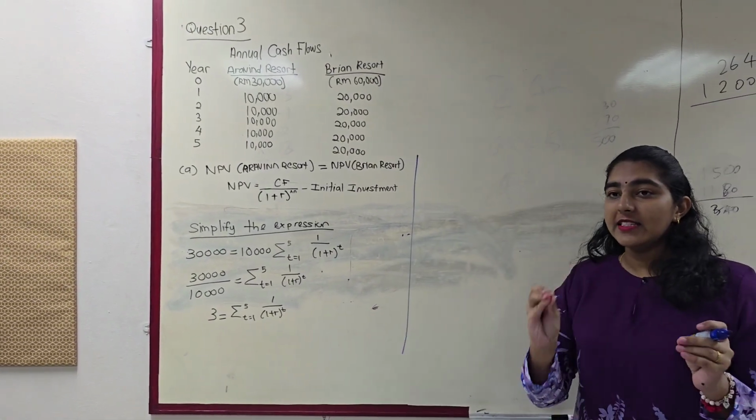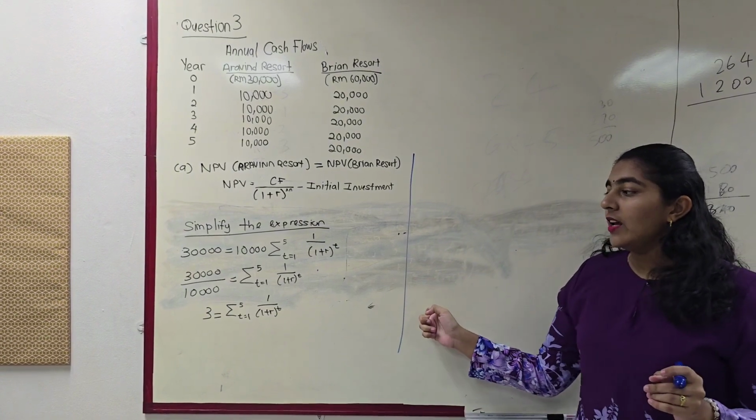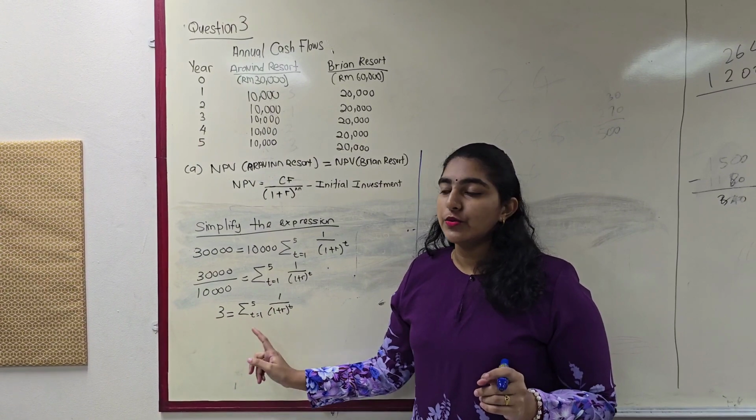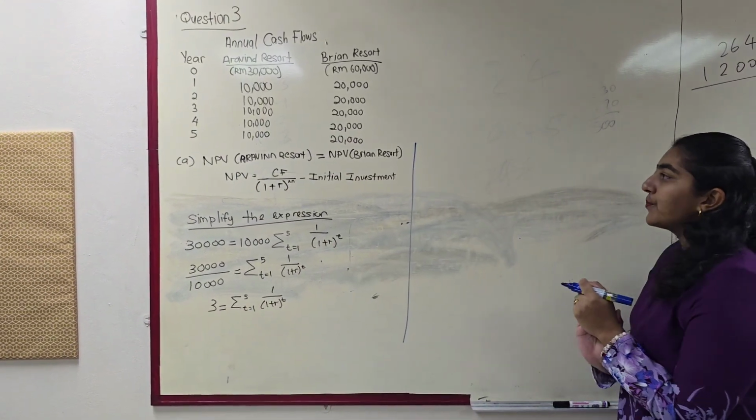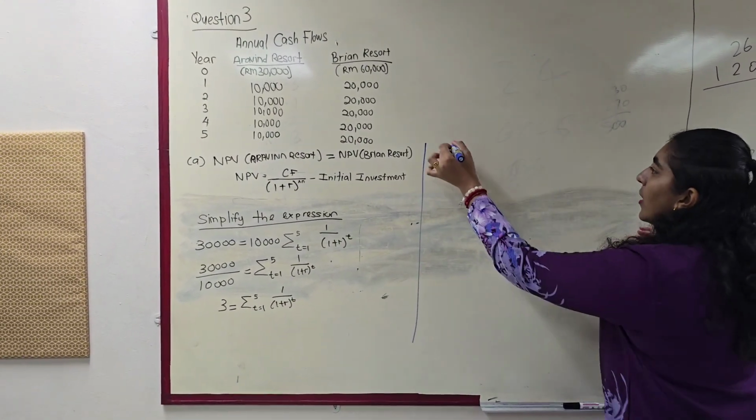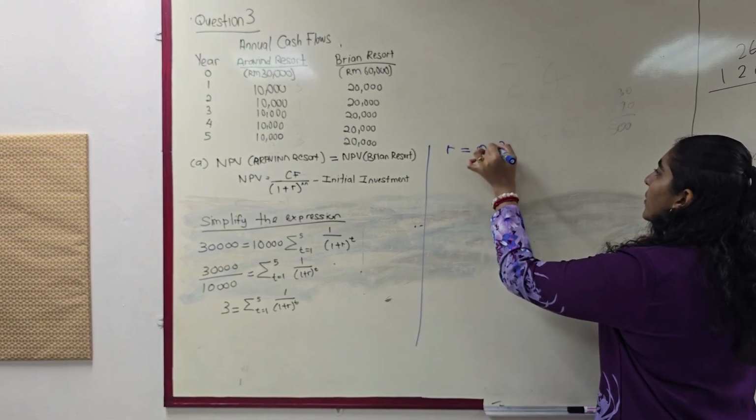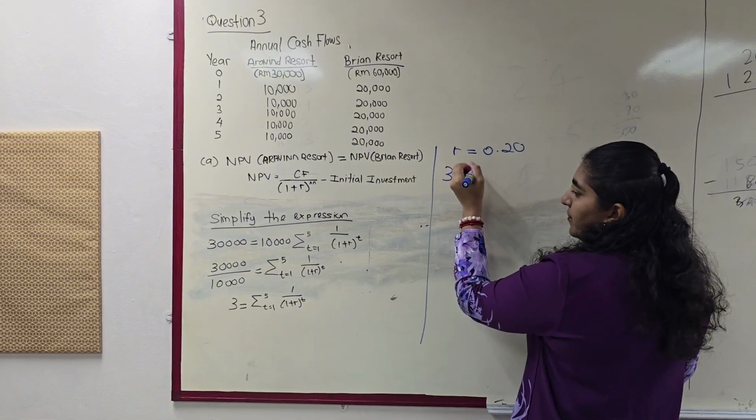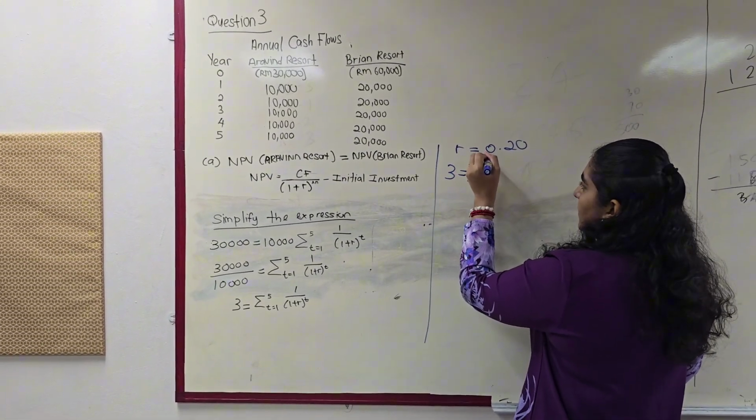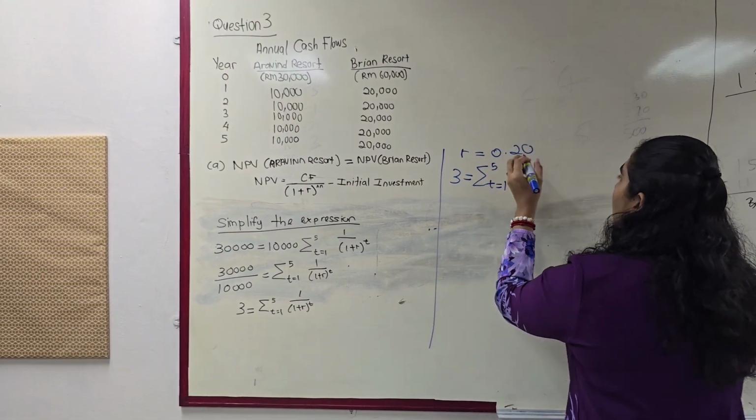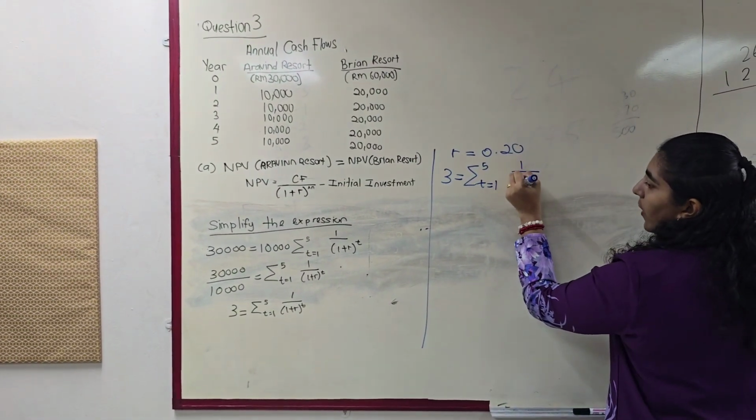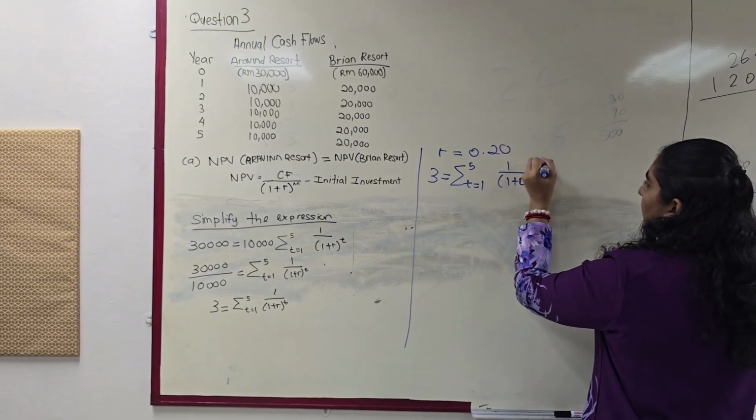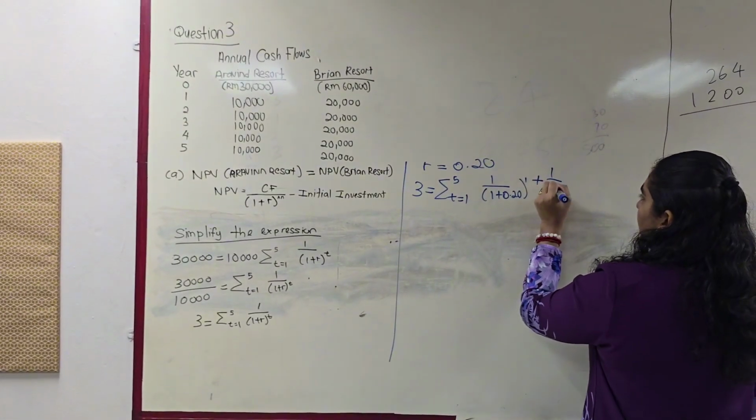So I will explain easily how to find it: present value must equal to 3. So now I assume the rate is 20%, which is 0.20. So I will do all the equation like this. 3 equals to the formula of this, t equals to 1, so 1 plus 0.20. So continue, write everything.